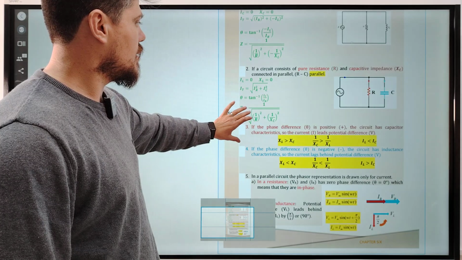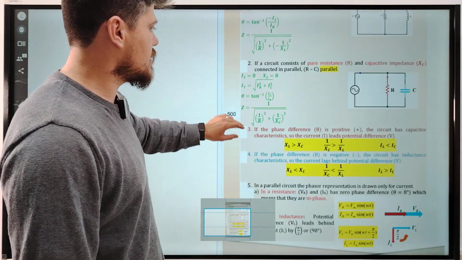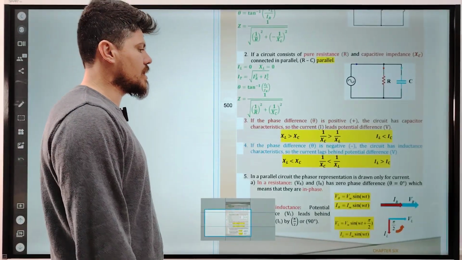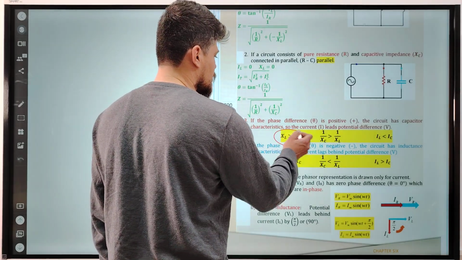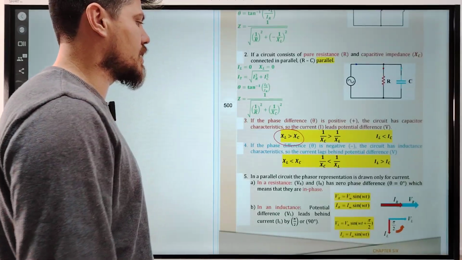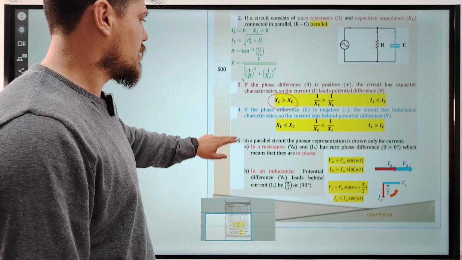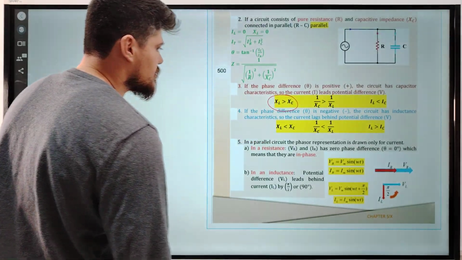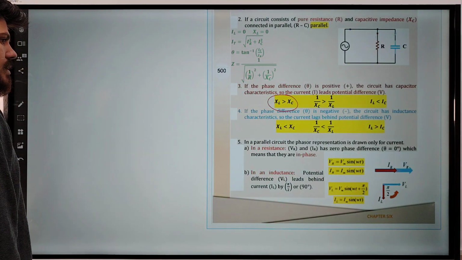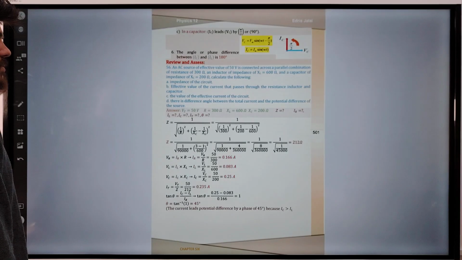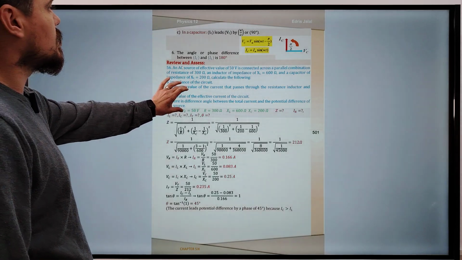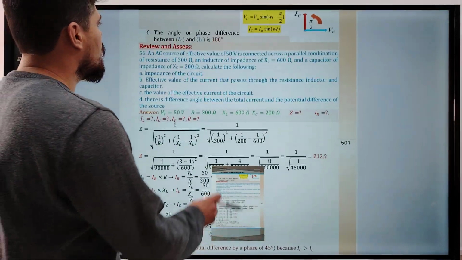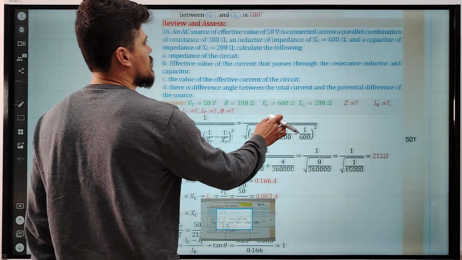So if the phase difference is positive, it means that XL is bigger than XC. When is theta positive in a parallel connection? When XL is bigger than XC. Okay, so for theta negative, XL is smaller than XC. So we have one question about the parallel connection.